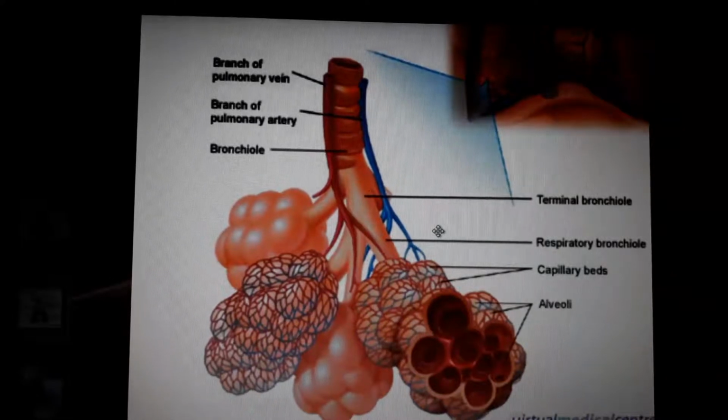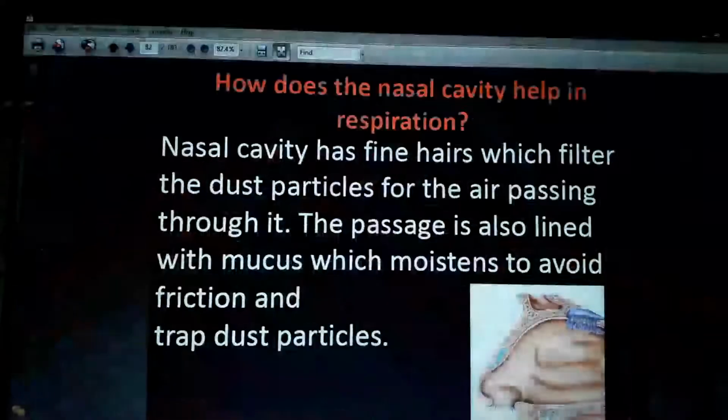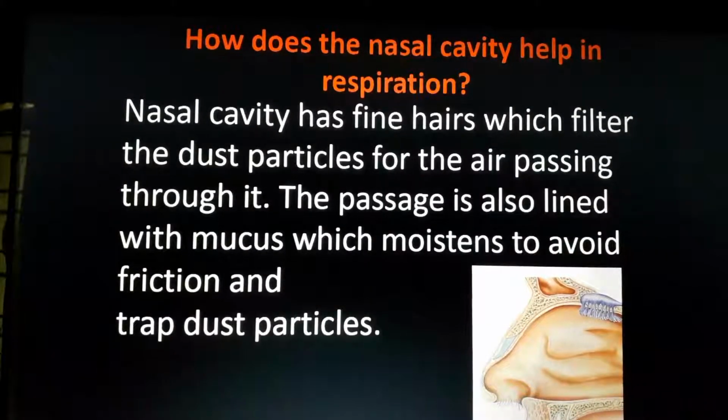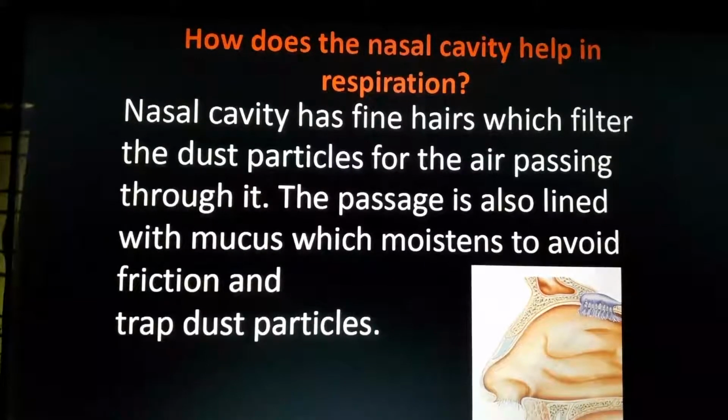Okay, regarding that we can study in the PDF format. Come on, let's go with that. Okay, Control L. So this is the first part. The nasal cavity has fine hairs which filter the dust particles from the air passing through it. The passage is also lined with mucus, which moistens to avoid friction and traps dust particles. And one more function of mucus is that it provides lubrication.